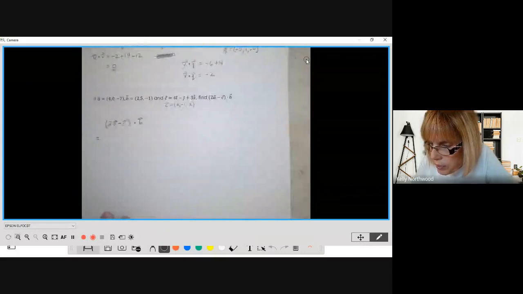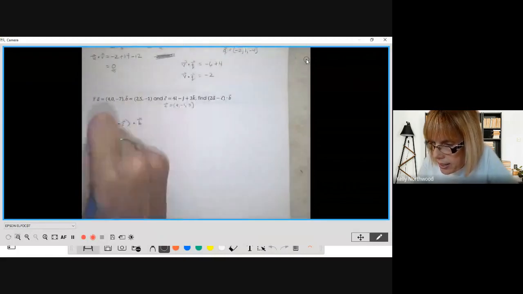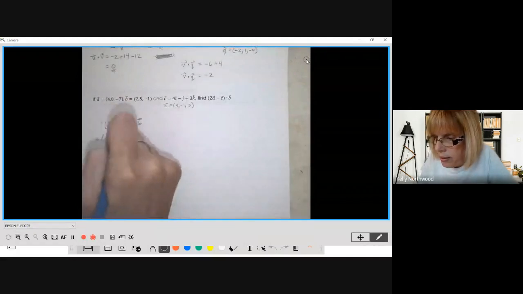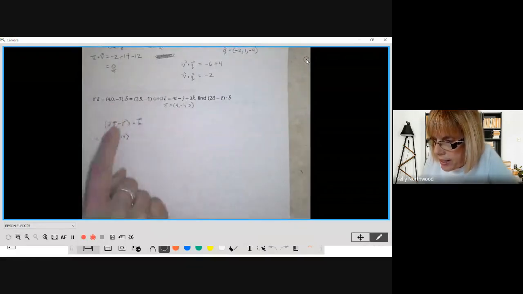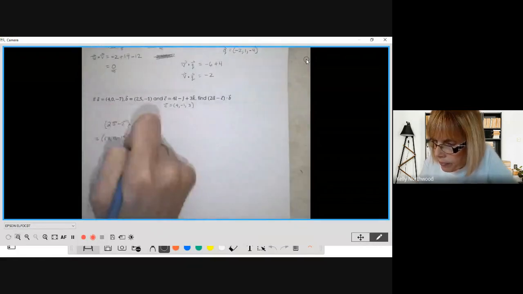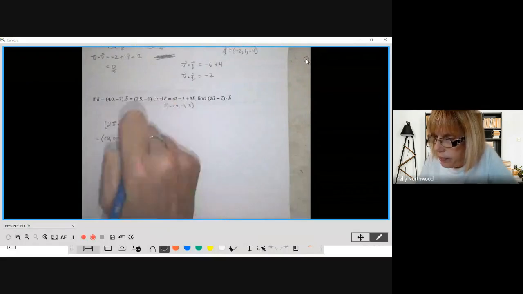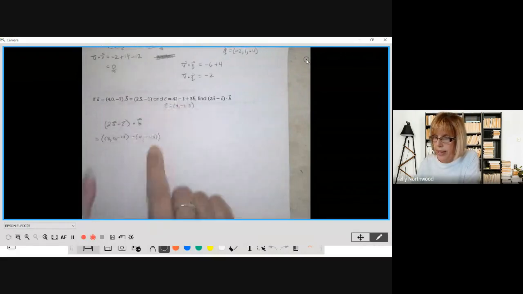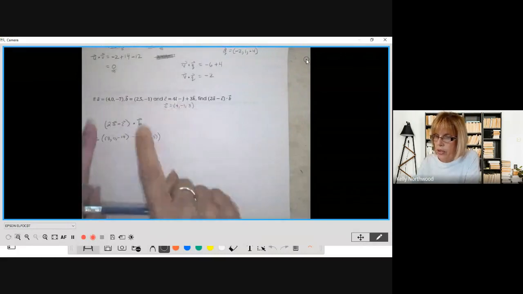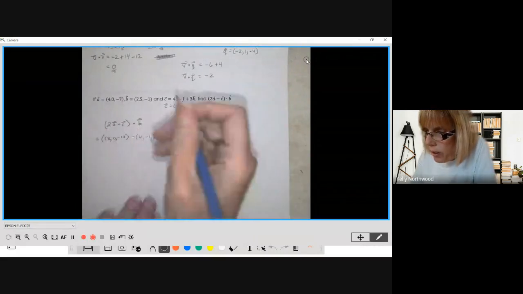You guys did a great job. So vector 2A is going to be vector 8, 0, negative 14. That's vector 2A minus vector C, which is 4, negative 1, 3. That's in brackets because I'm finding it first. Vector 2A minus vector C, and I'm going to dot that with vector B.